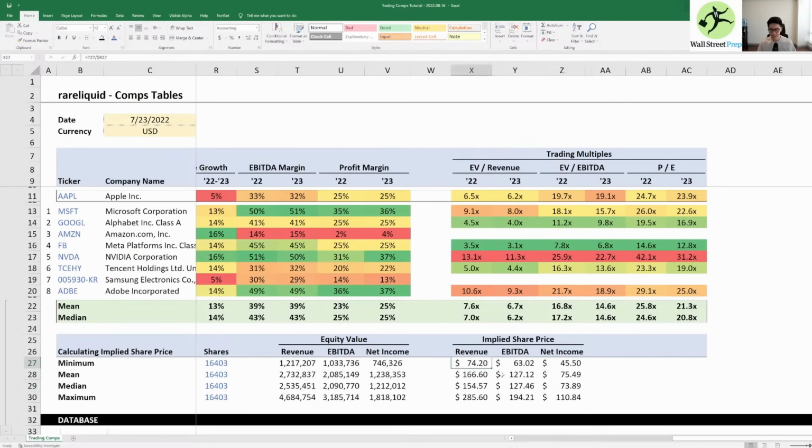And obviously, these numbers are not what I want you to use to just say, oh yeah, this is what Apple should trade at or anything like that. This is really just for educational purposes. And that's pretty much your trading comps.